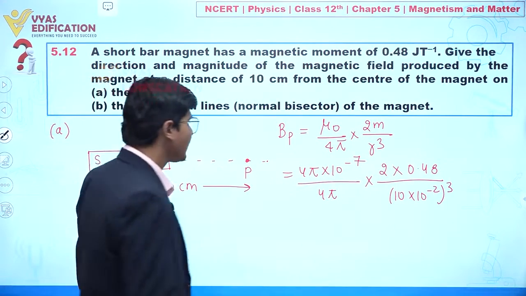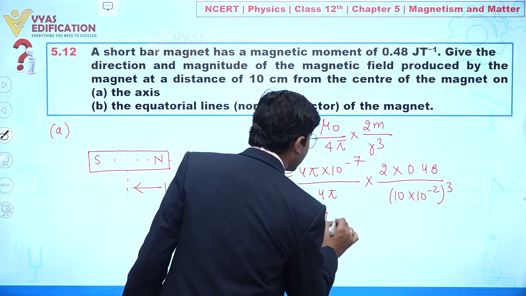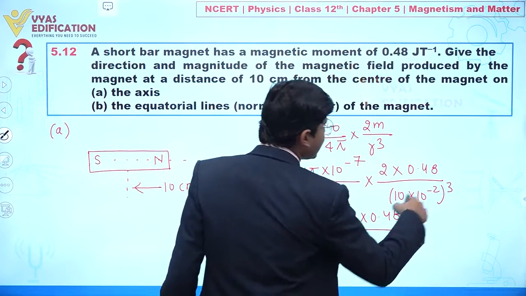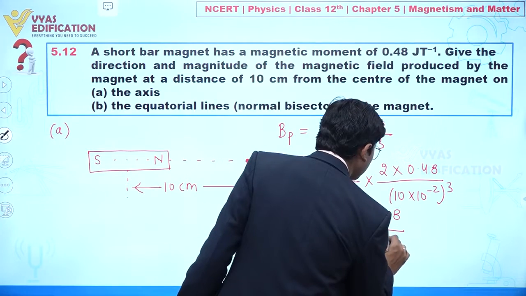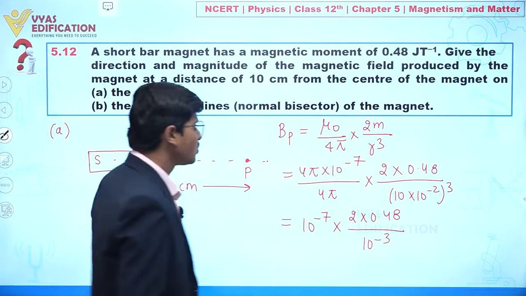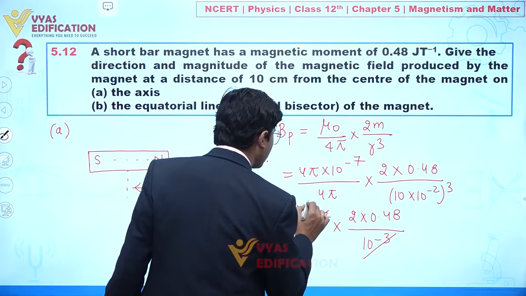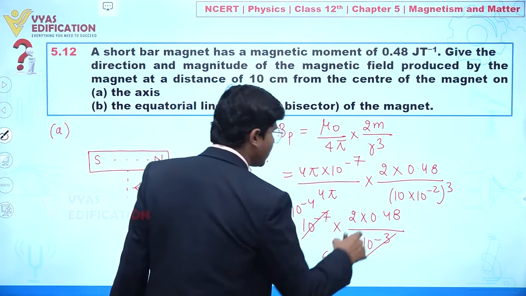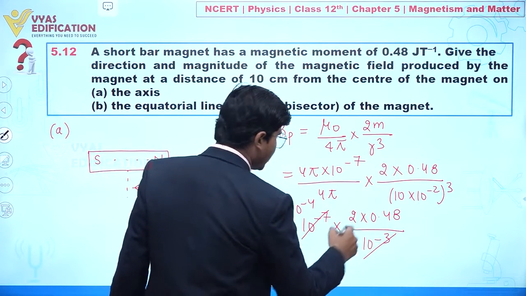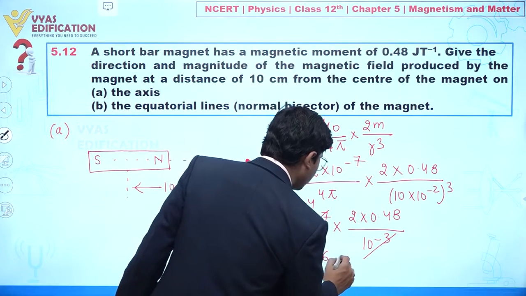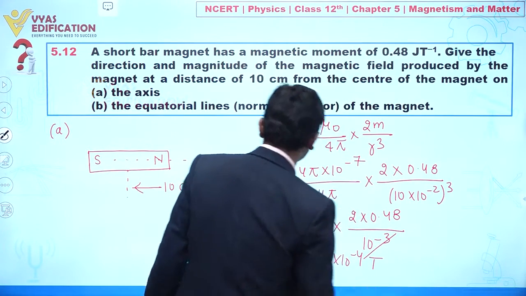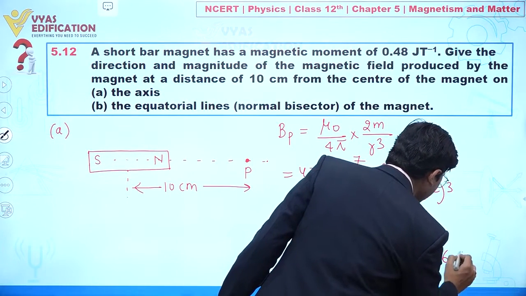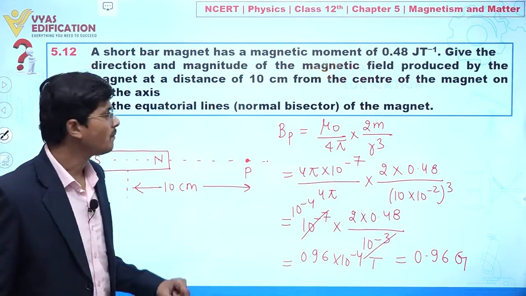Clear? So from here I can write like this: this is equal to 10 to the power minus 7 multiplied by 2 multiplied by 0.48, divided by 10 to the power minus 1, I can say this is 10 to the power minus 3. Clear? So now this is 10 to the power minus 4. Clear? So now we have 6 and we have 1, so 8 and 9. So 0.96 into 10 to the power minus 4 Tesla. Clear? So we can write this is equal to 0.96 Gauss. Clear? So this is the value of the magnetic field.